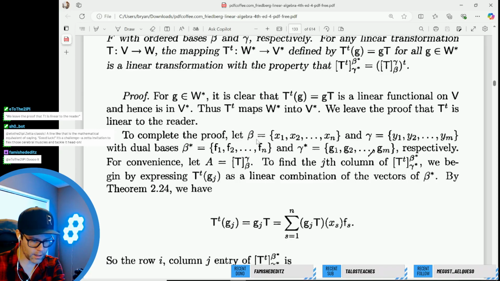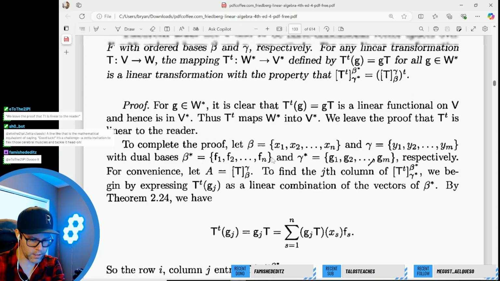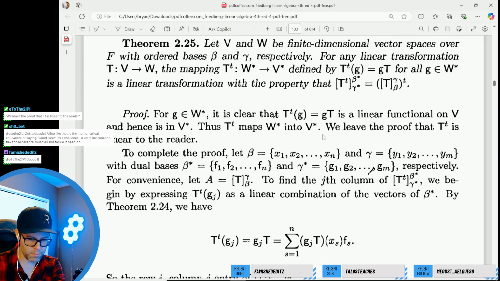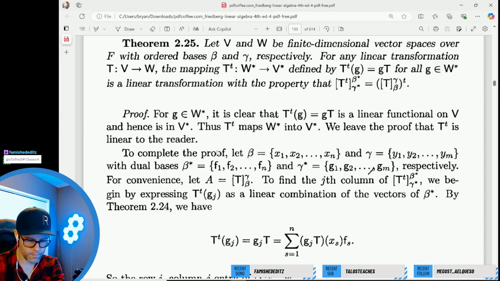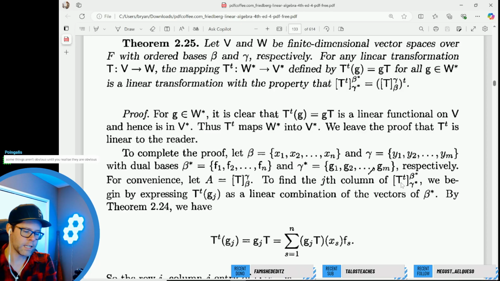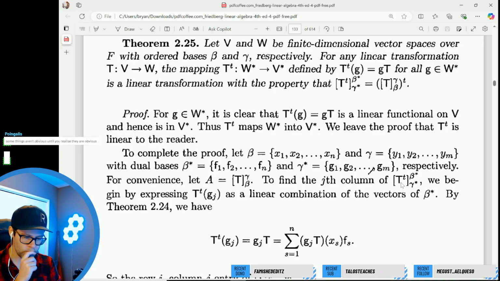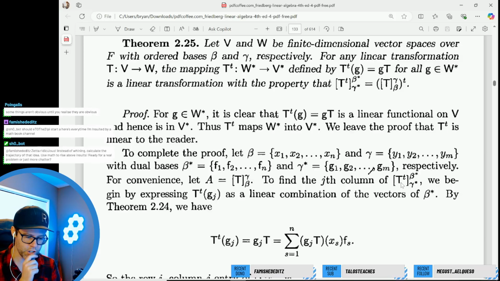Okay, let's take a look at the completion of the proof. So to complete the proof, they're going to take ordered bases, beta and gamma, and the dual bases. They're going to call them f1 to fn and g1 to gm. For convenience, the matrix representation with respect to the two bases is going to be called capital A. To find the jth column of T transpose, we begin by expressing T transpose of gj.